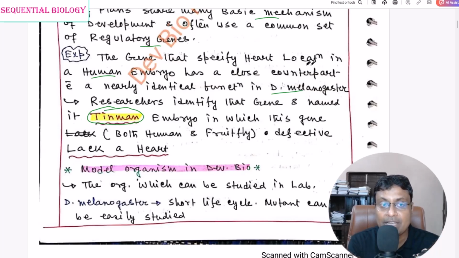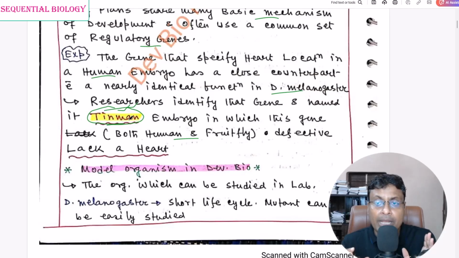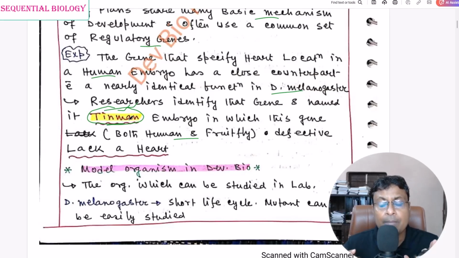The gene that specifies heart location in a human embryo has a close counterpart with a nearly identical function in Drosophila melanogaster, and the researchers identified that gene and named it the Tinman gene. This gene determines the position of the heart in both human and fruit fly. A defect in this Tinman gene causes lack of a heart, right? So the Tinman gene is present in both the human embryo and Drosophila melanogaster, and it maintains the positioning of the heart in these two distantly related groups.